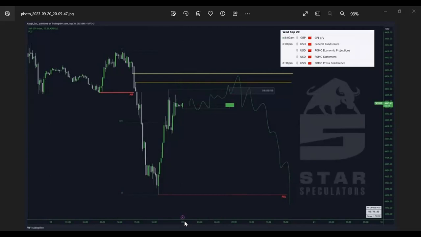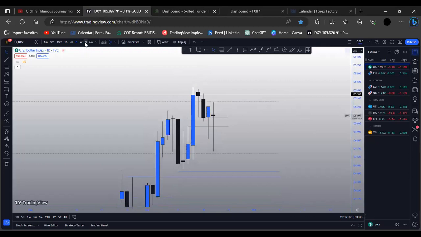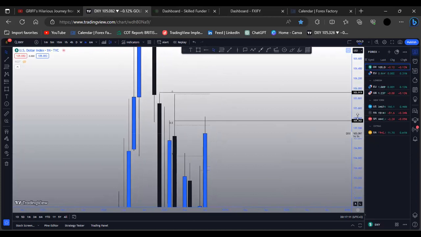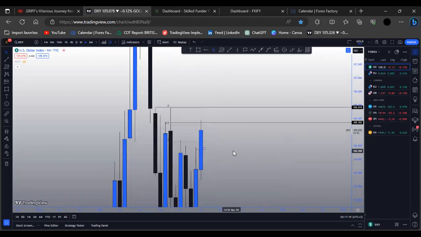So now we'll just go straight to our charts. So this is the dollar index, right? So this is the dollar index, and I'll start on the monthly time frame. So on the dollar index, I'm still bullish on the dollar index, right? Coming for these equal highs right here and then filling in this gap right here, right?